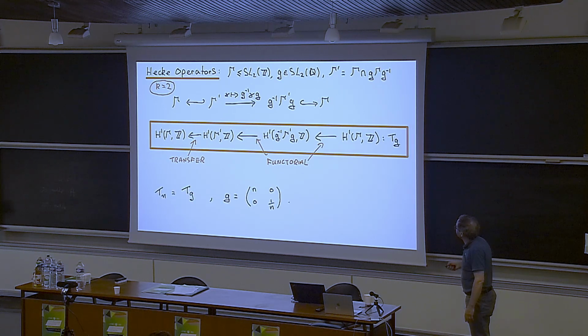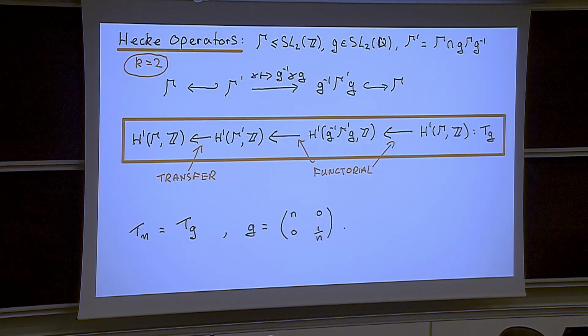Okay, so let's take for T, G. So up to now, I just said take an element G in your SL2Q. Let's take a particular element G. Let's take G to be the matrix N, 0, 0, 1 over N. It's a particular one. And then let's just define Tn to be T for that group.